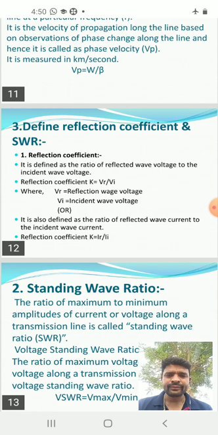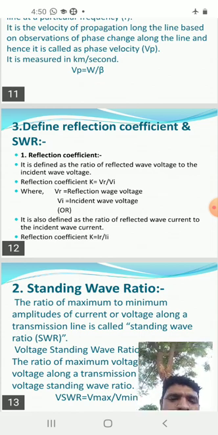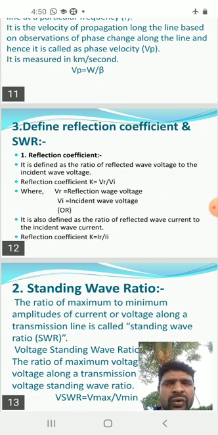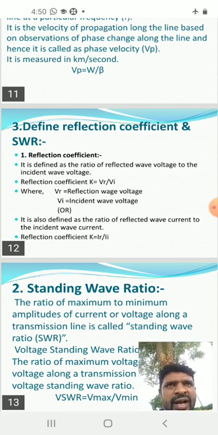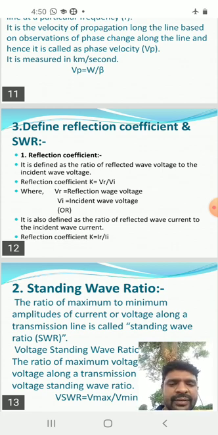Or, it is also defined as the ratio of reflected wave current to incident wave current. That means K equal to IR by II, where IR is the reflected wave current and II is the incident wave current.